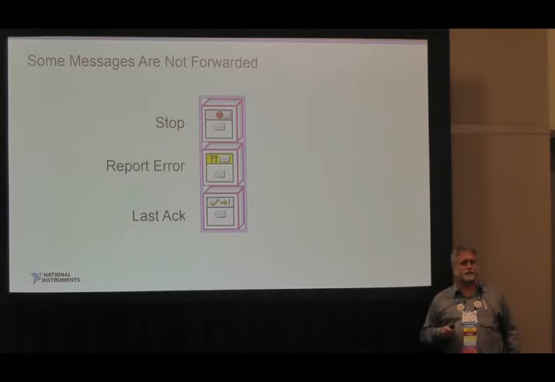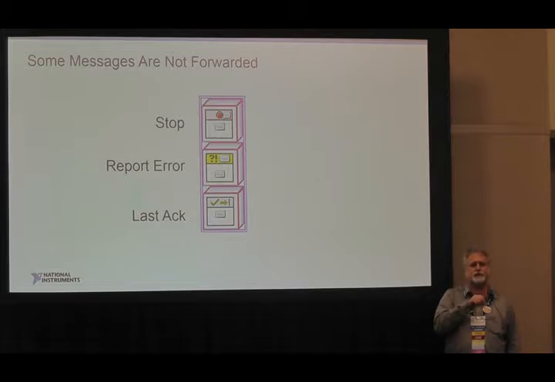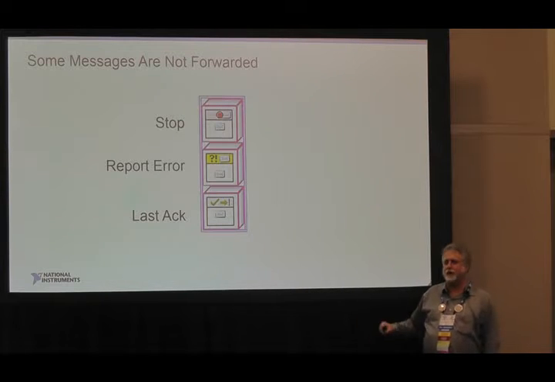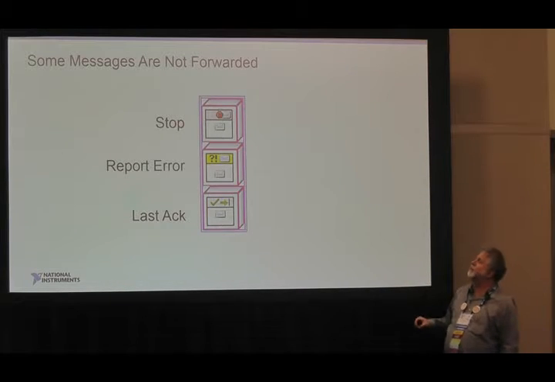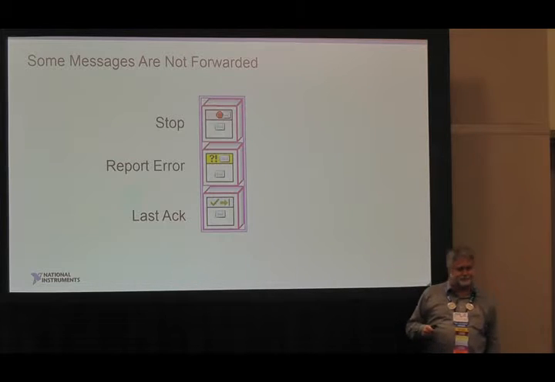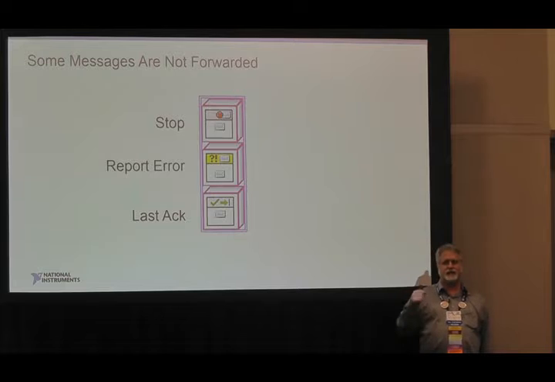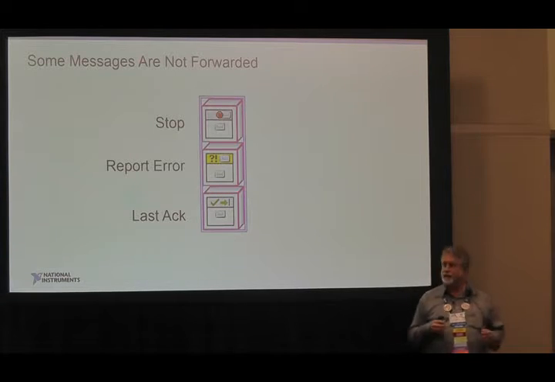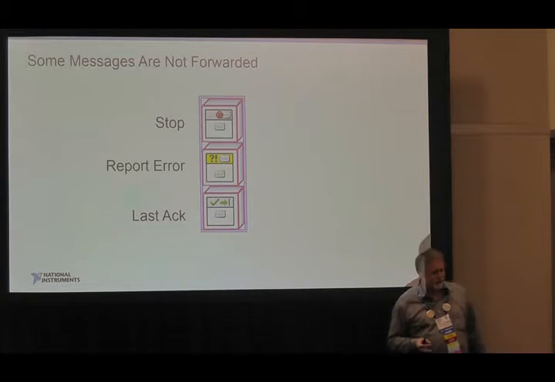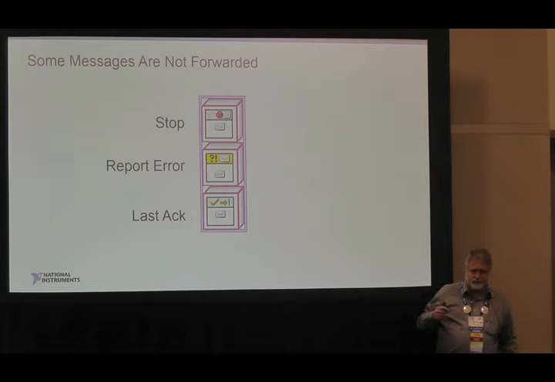Not all messages are forwarded. These three are not. If I'm relying on the stop message to stop my nested endpoint, I probably shouldn't forward my stop message to my remote. That would be bad. Nothing would ever stop. So stop is handled locally. Report error: I use report error within the nested endpoint to actually check for certain error conditions, so I can't forward that one either. And then finally, for reasons that will be clear shortly, I don't forward last stack either. Last stack is handled locally.